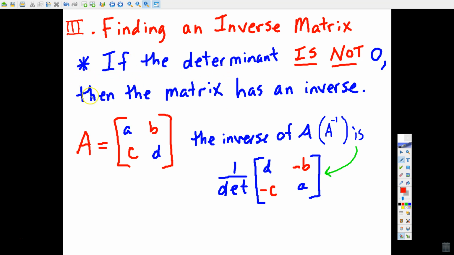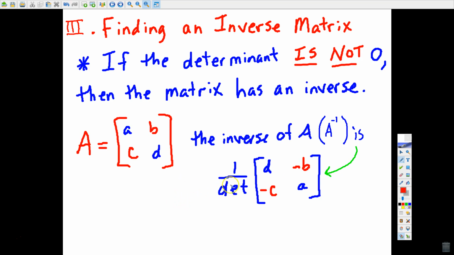First of all, a very important statement is made here with my star. There are some matrices that do not have inverses. And here's how you'll know. In order for a matrix, a 2 by 2, or any matrix for that matter, to have an inverse, it cannot have a determinant of 0.